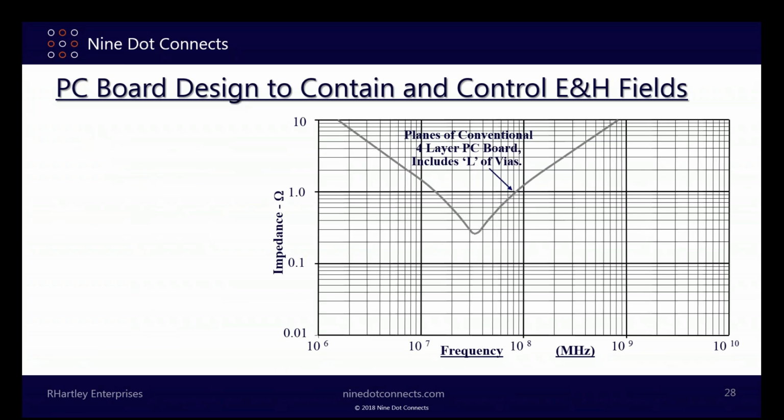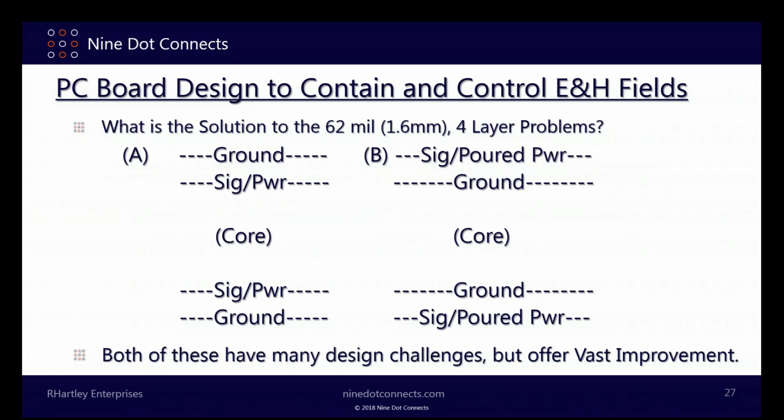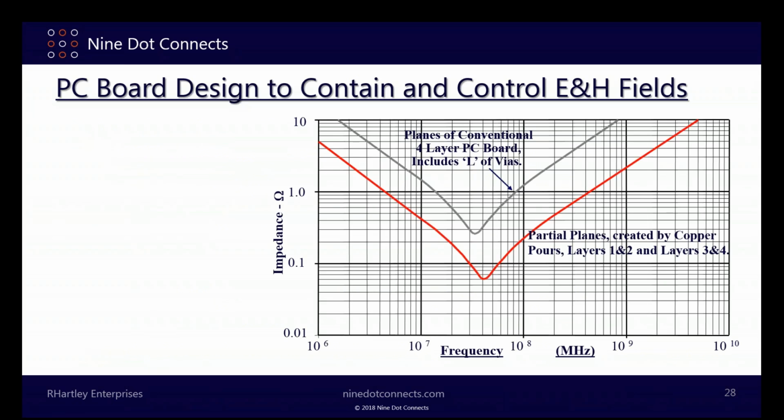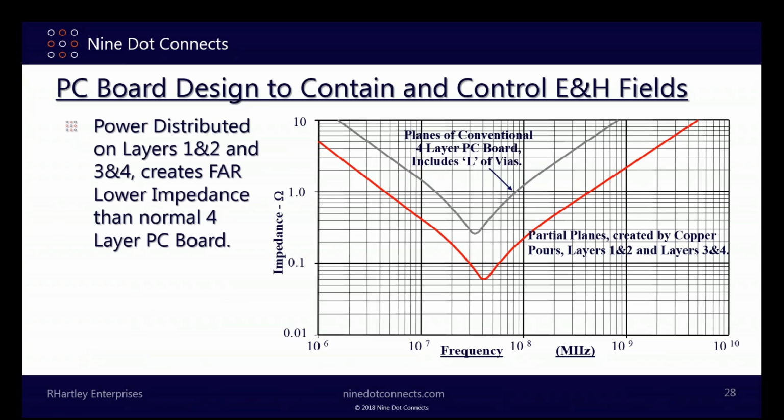Here is what the planes of a conventional 4-layer board with power and ground on 2 and 3 look like. This is what the impedance of the planes look like. Going to one of these boards here, the plane impedance improves to what you see in red. That's a 5x improvement, a 500% reduction in power bus impedance, simply by going to power pours that are very close to the ground.